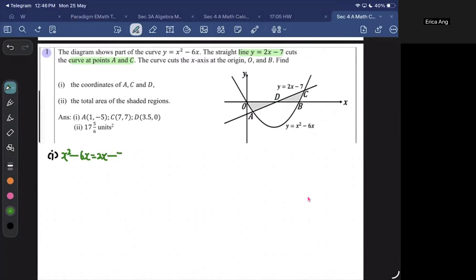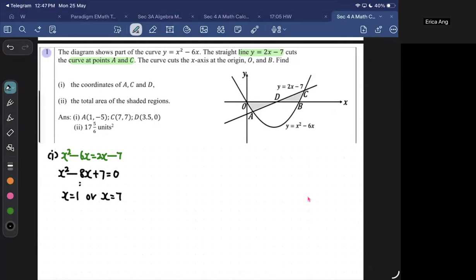This is my curve. Then I'm going to bring everything over, which is minus 8x, and then plus 7 equals to 0. I'm going to fast forward the process, so the video is not super long and draggy. When I solve, I'll get x equals to 1, x equals to 7.